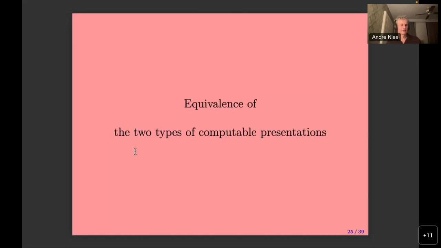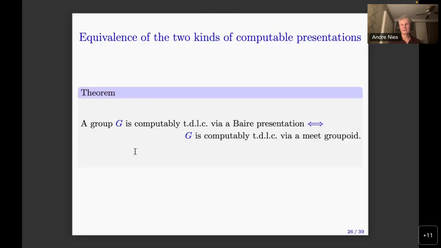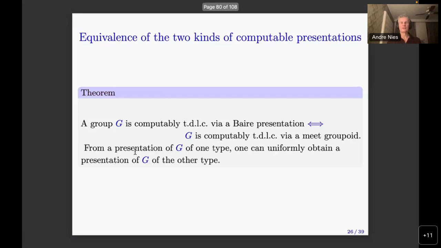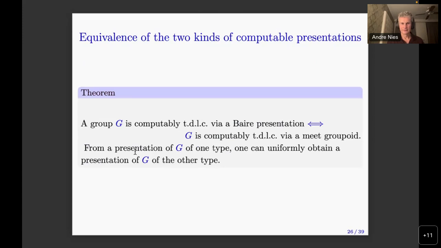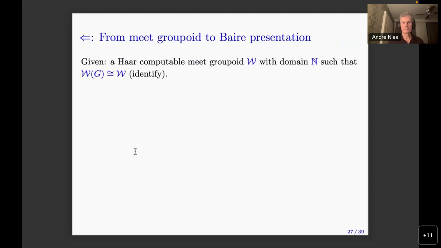And now I want to show you the one main theorem in the paper, that the two types are equivalent in the sense that I can obtain a presentation in one sense from a presentation in the other uniformly. Just look at it a little longer. This is highly useful to understand these groups because you can always take the version that's convenient. Even to find examples, it's useful.